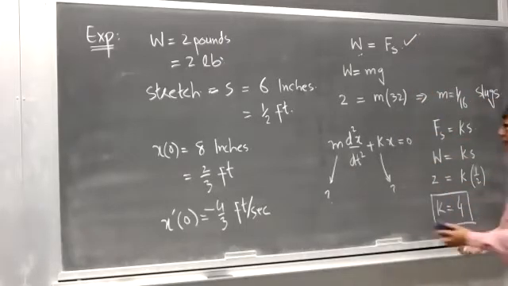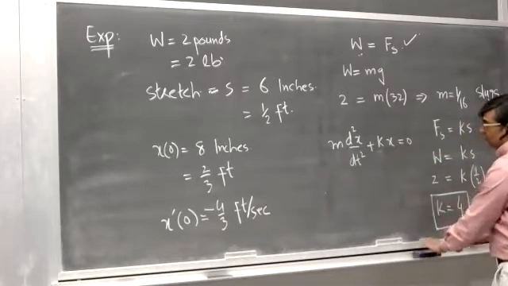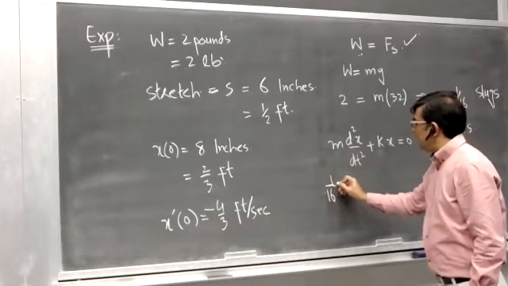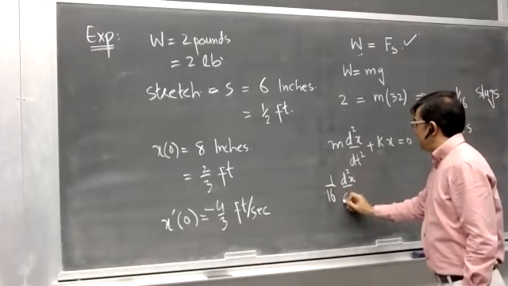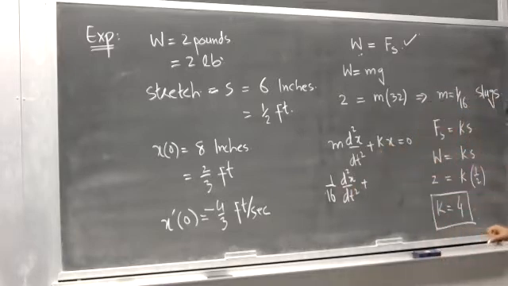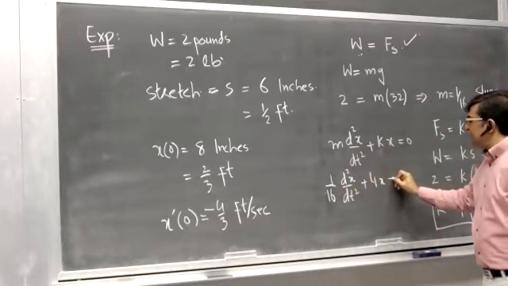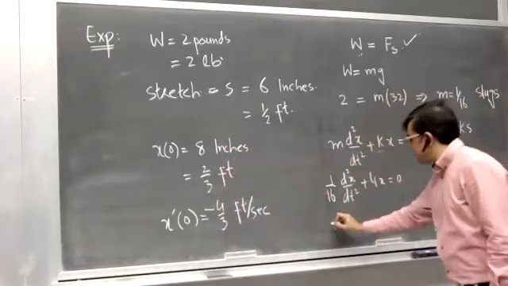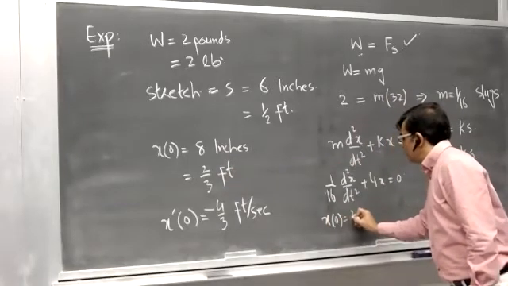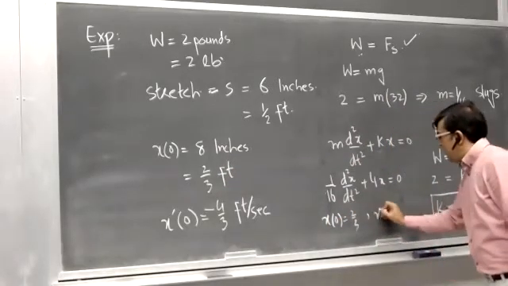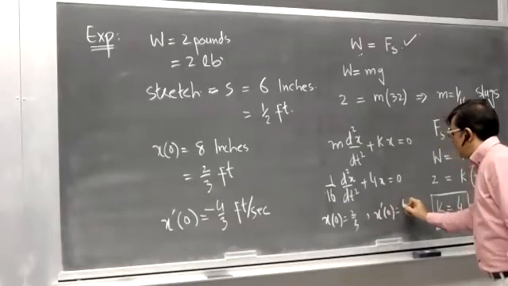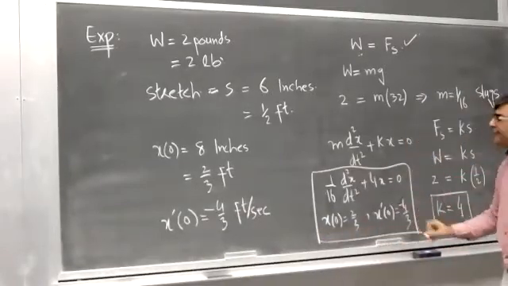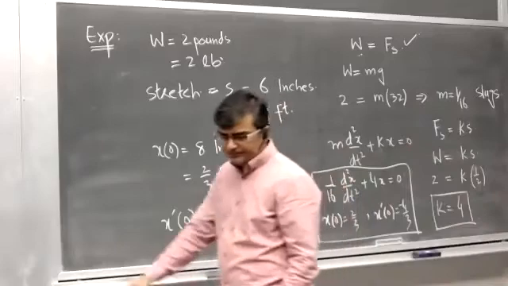Now, inserting the value of m and k here. M is equal to 1/16, and it is d square x by dt square plus k, and k is 4, so 4 times x is equal to 0, subject to these initial conditions, which are x of 0 is equal to 2/3, and x dash of 0 is equal to -4/3. So this is the model which represents this motion.